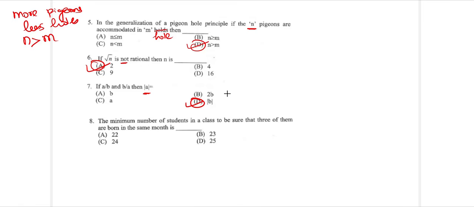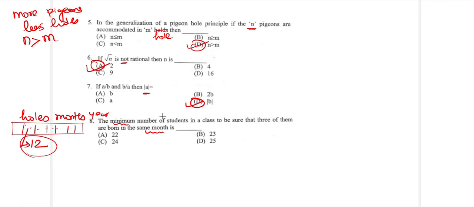The next one: the minimum number of students in a class, to be sure that 3 of them are born in the same month. Again, the minimum number. So this is again a statement of pigeonhole, and they are going to be born in the same month. They are taking the year, and then in the year how many people are born in every month are going to be tallied. So how many holes can be made? The holes are nothing but the months of the year. How many months are there in a year? There are 12. So the number of holes is 12. I don't know the number of people who are going to be fitted in each month. The number of students who have their birthday in the same month is not known to me.